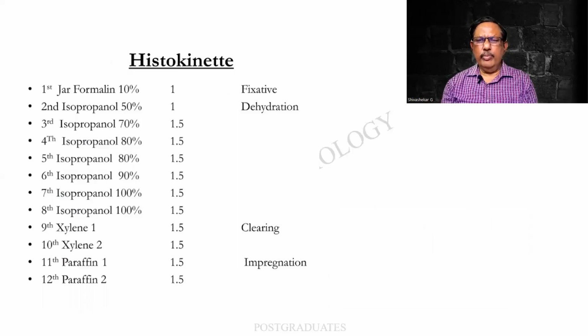This is the classical protocol. It can vary from laboratory to laboratory and also according to the time available. Whatever be the fixation, there is again one stage of fixation followed by the ascending grades of alcohol. This is still followed by the clearing and then maybe two or three changes of paraffin. In total, there might be about 12 jars that are available. The various stages are again mentioned over here.